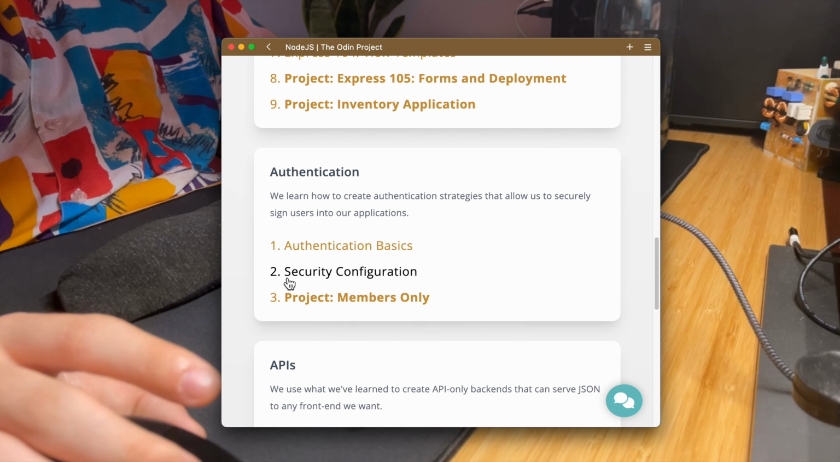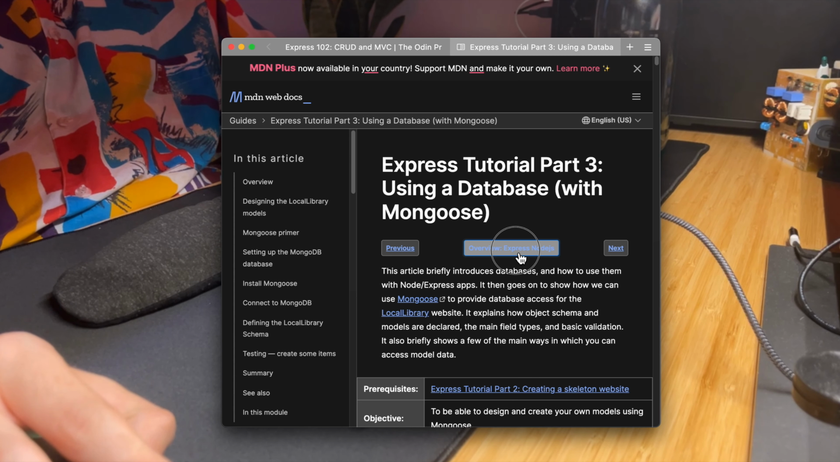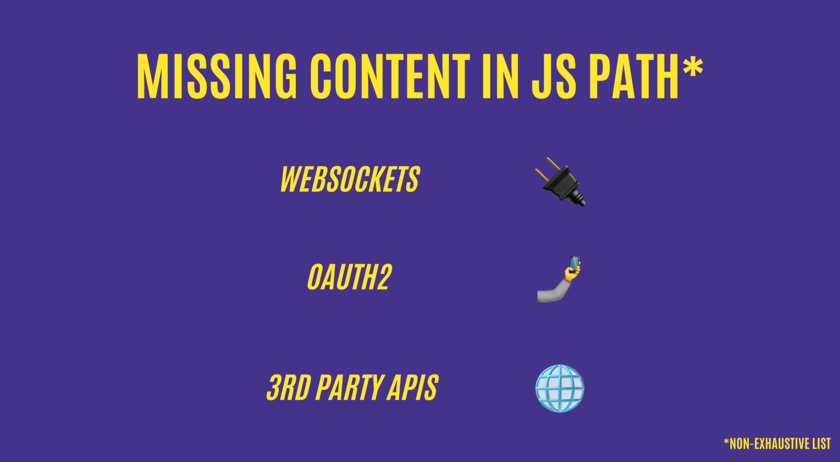The Node course teaches you CRUD and MVC with Express and Pug. You'll learn all about REST, middlewares, authentication, and MongoDB. Most of the content is outsourced to the MDN guides. The Node course was not as deep as they didn't introduce you to third-party APIs, WebSockets, or OAuth 2. All of which are covered in the Rails section.